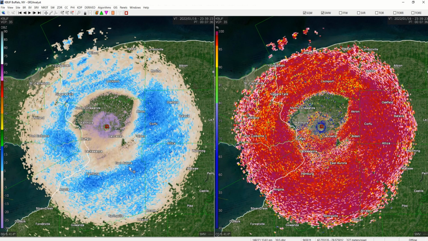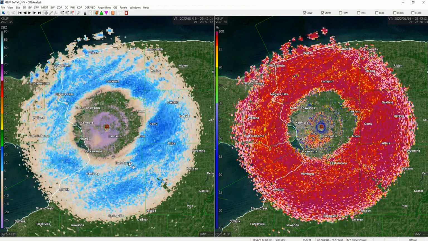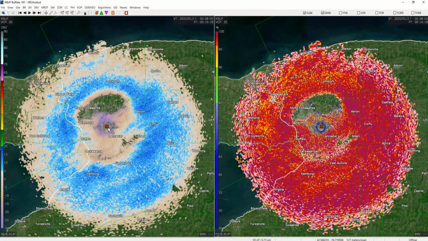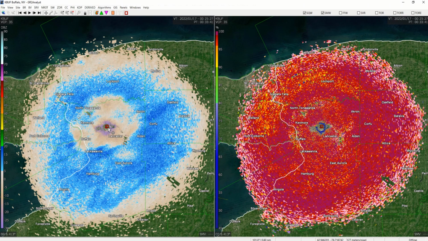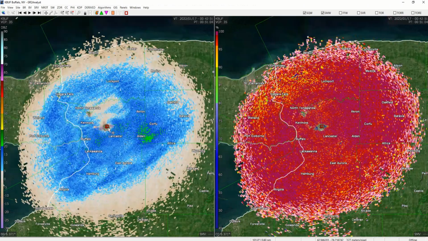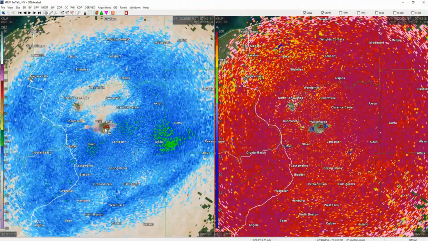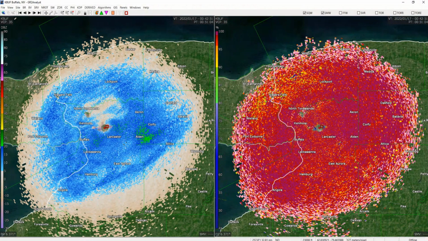As we go forward with time, you notice even though they're weak echoes, they do eventually make their way closer to the radar. And again, we're looking at a PPI, so if something gets closer to the radar, we can also infer it's getting lower in height. And, you know, eventually here we get some blues right to the radar, basically, right? So that's probably a good sign that the snow eventually made its way down.